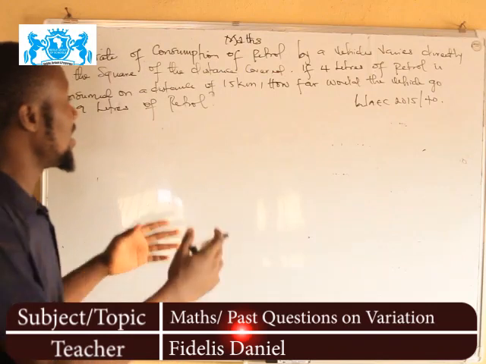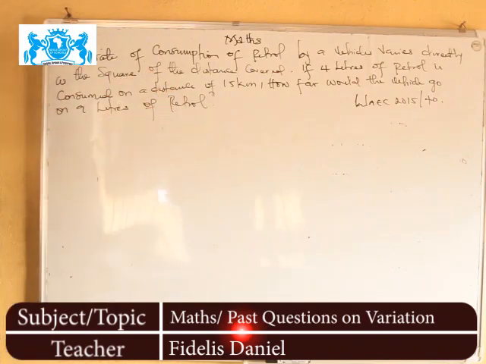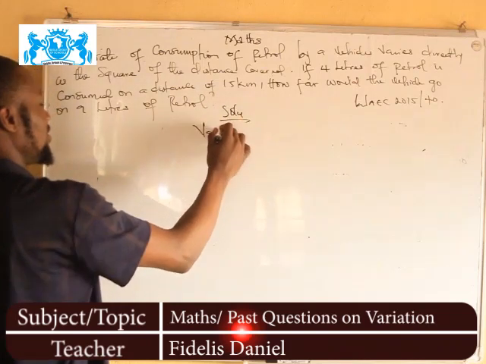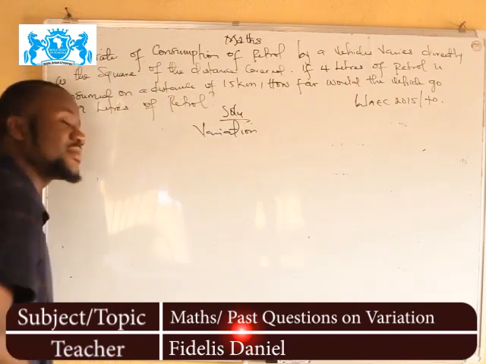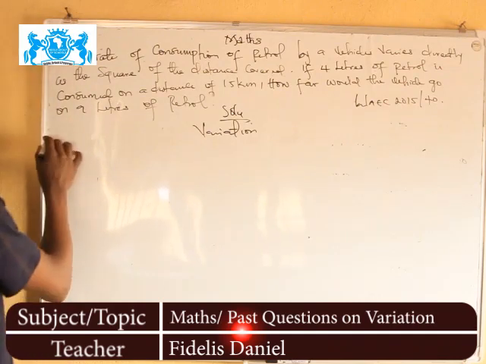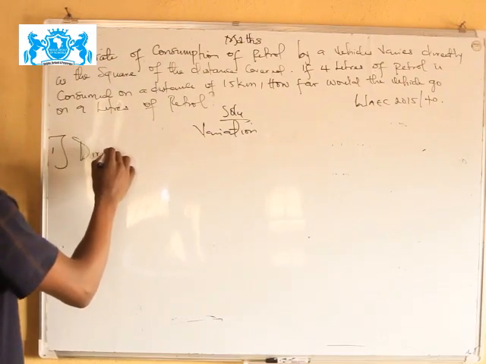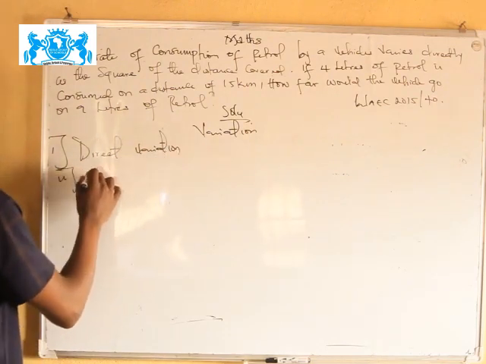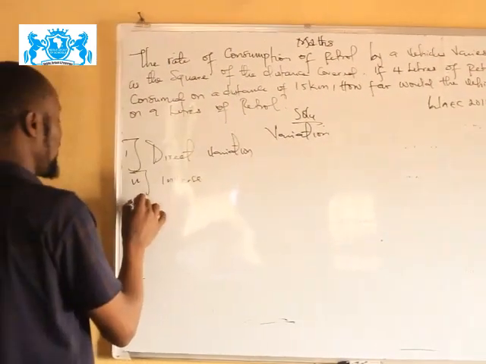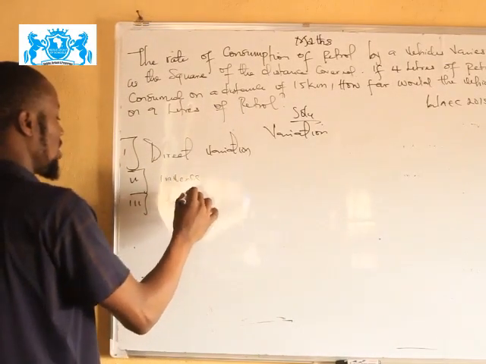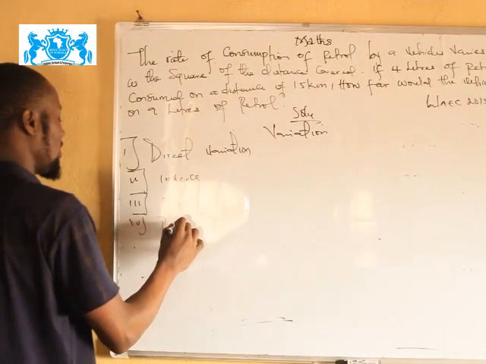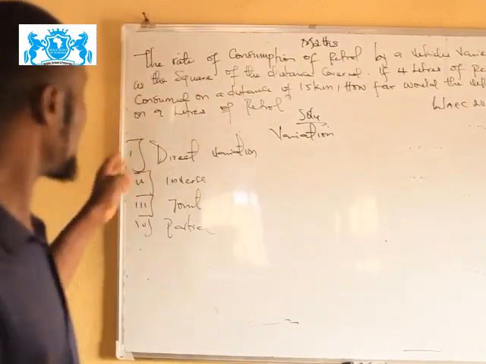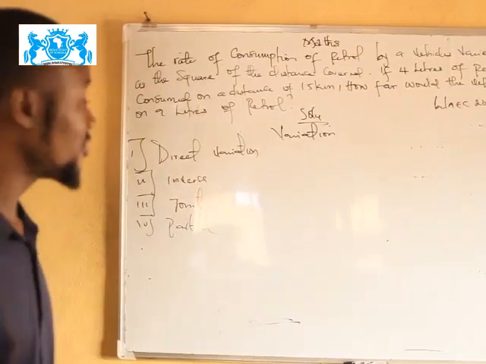Now, in this class, we'll be looking at mathematics, and our topic today is variation. Basically, we have four types of variation. We have the direct variation, the inverse, the joint, and the partial. These are the basic types of variation that we have: direct, inverse, joint, and partial variation.